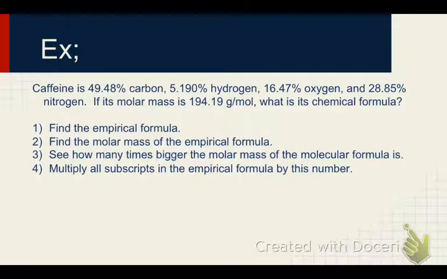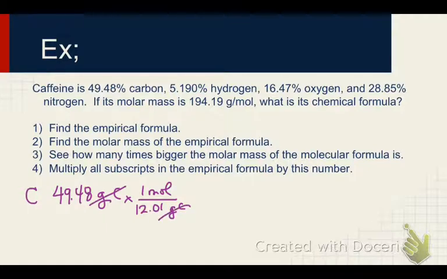Step one, find the empirical formula. So we're going to start with our carbon. We have 49.48 grams of carbon. And for every 1 mole of carbon, that would take 12.01 grams of carbon. If I divide 49.48 by 12.01, I'm going to get 4.123 moles of carbon. Remember, I'm getting the mole ratio to get the empirical formula. So I'm just finding the number of moles and comparing the ratio.